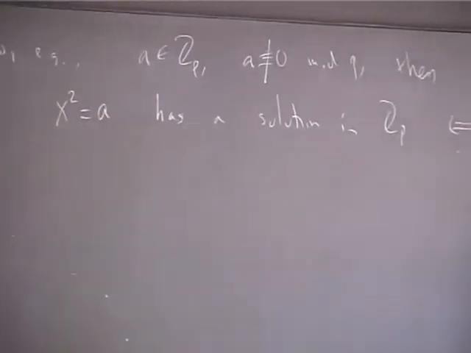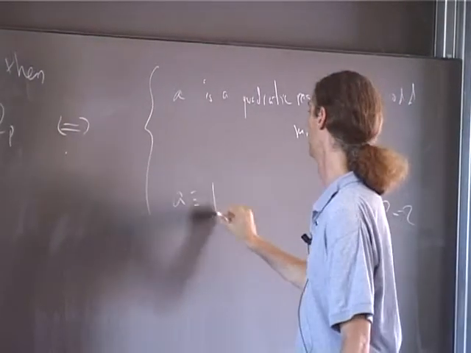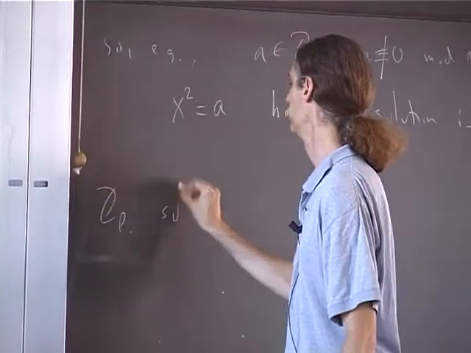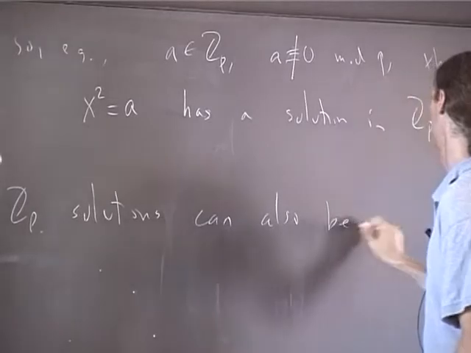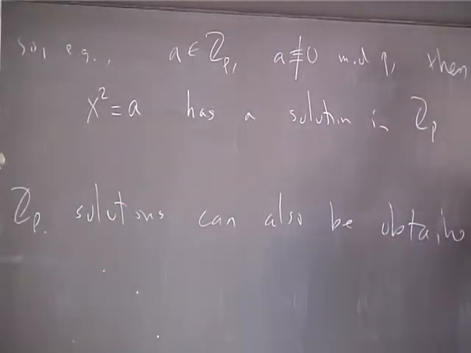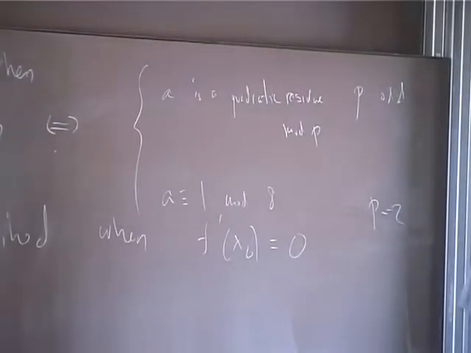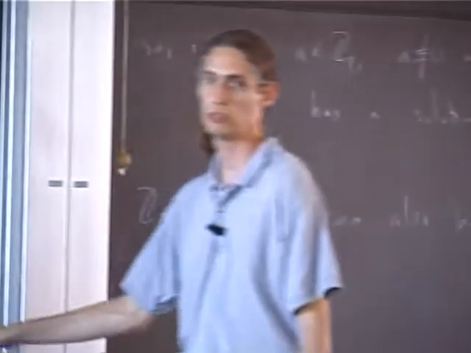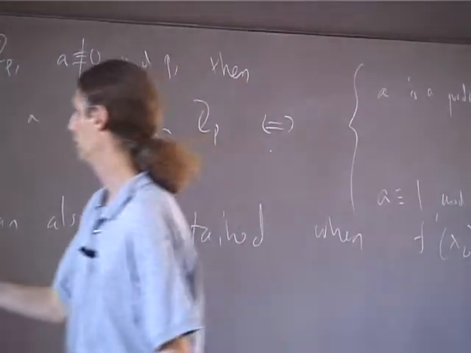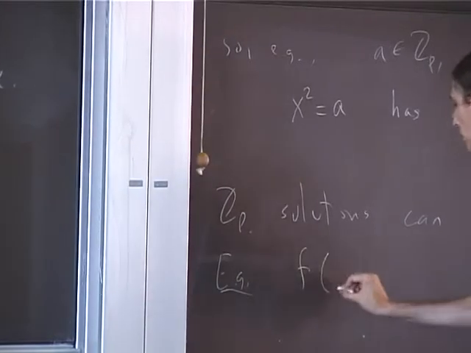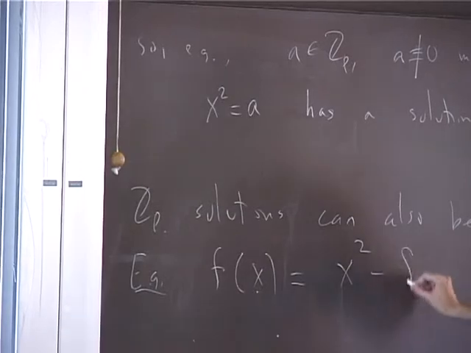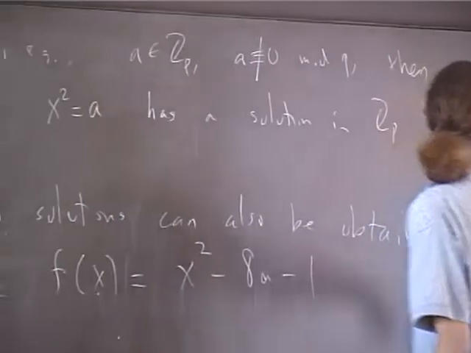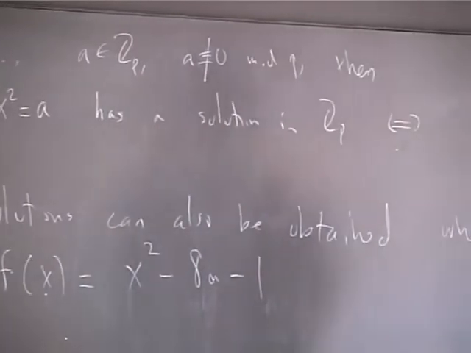But for p equals 2, so I should say that Z_p solutions can also be obtained, although you don't have this statement, but you can essentially use the same method. So let me just work out this case. Take, I've just written down the equation for x squared equals some number that's 1 mod 8, and p equals 2.